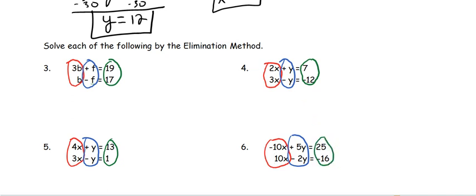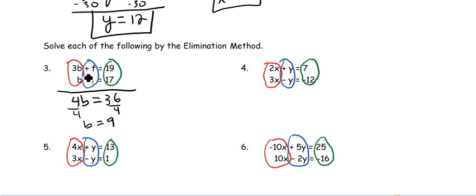Alright, so let's do this. That would be 4b. The f's cancel out. 19 and 17 would give me 36. Divide by 4. That gives me b equals 9.